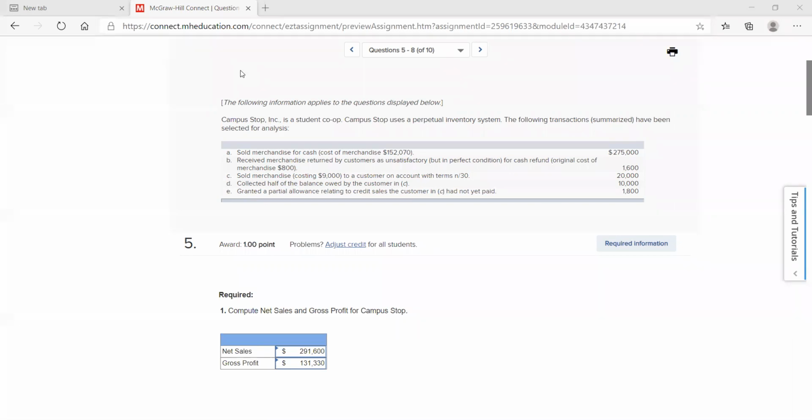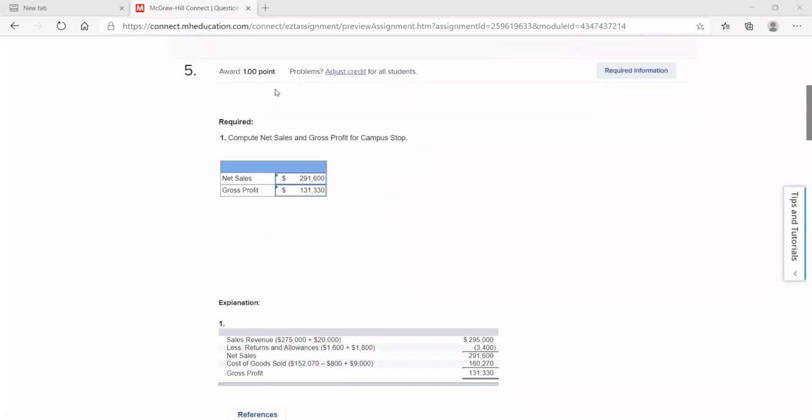So let me just show you down below how you would get that net sale number. You'll notice you've got your 2 sales revenues. You've got a couple of allowances of 1,600 and 1,800. That's how you would deduct that to get your net sales. And then your cost of goods sold was the 152,070, and then you have to subtract out that 800 that was returned, and then of course there's another 9,000. That's your cost of goods sold. You can go back and see the numbers up above.